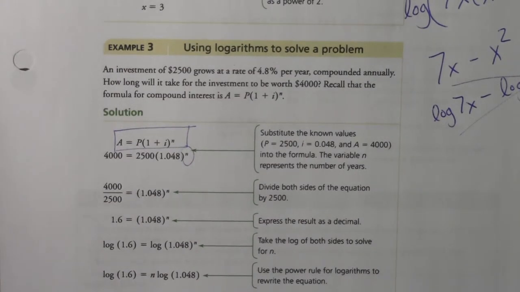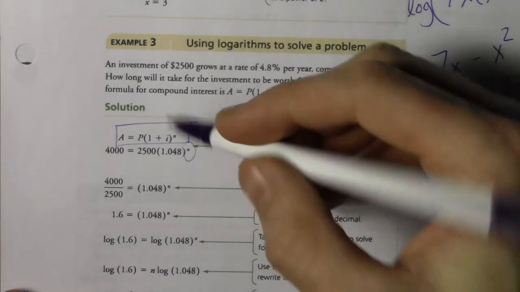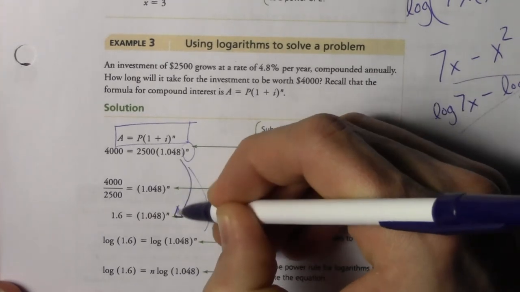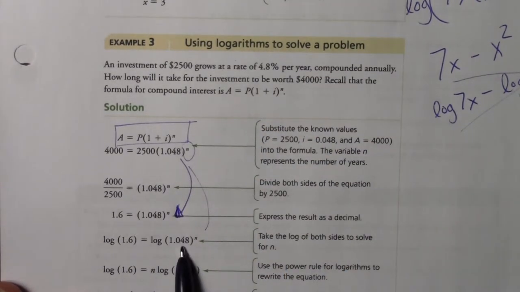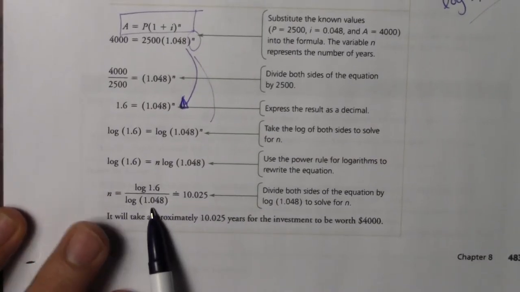Okay, and previously we had to guess and test, or we had to find a common base. Now with logarithms, this becomes quite simple. Once we get it to this point here, we just take the logarithm of both sides. N is allowed to drop down in front, and we solve for n. Any questions here?